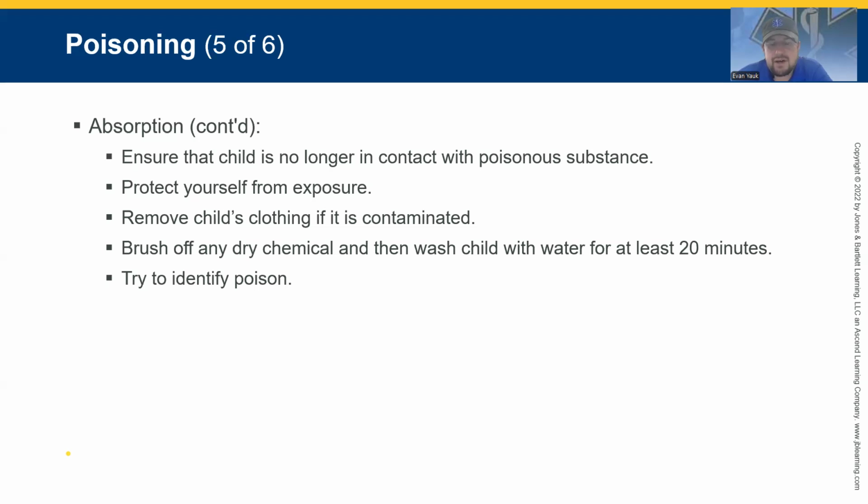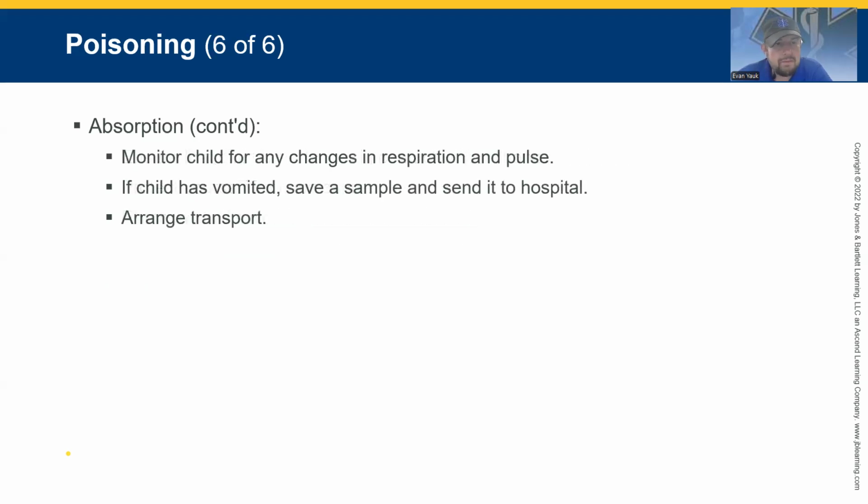Try to identify the poison. Usually a caregiver's around who can help do that. Monitor the child for any changes in respiration and pulse. If the child has vomited, save a sample and send it to the hospital. Arrange for transport.